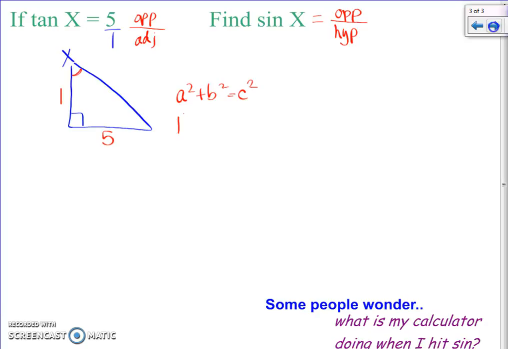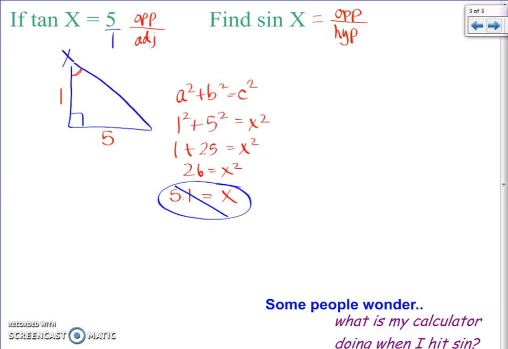The order of these two doesn't matter. So you could have 1 plus 5, or you could have 5 plus 1. So we've got 1 plus 25. Oops, I mean 25. I was thinking ahead here. 26 equals x squared. Tell me the decimal version of it. Okay, so 5.1. I want you to write that, and then I want you to write a line through it, because I do not want you to write the decimal form. I want you to keep it in radical form and simplify it when you can. So instead of writing this, I want you to write the square root of 26.